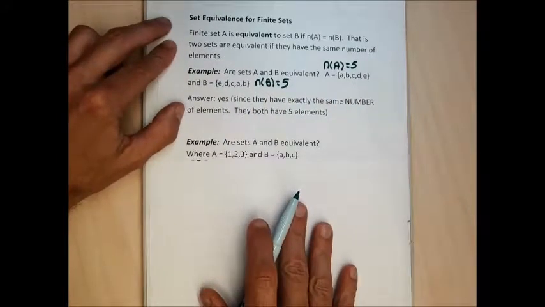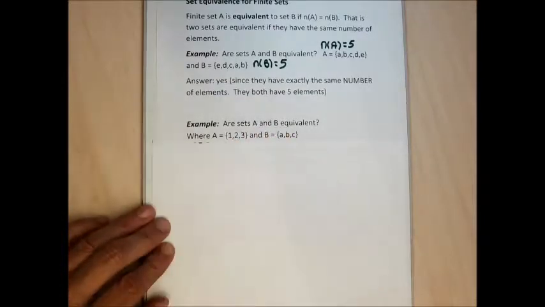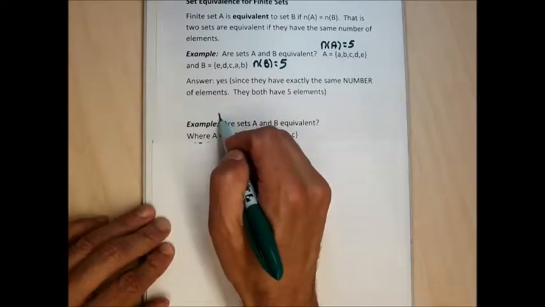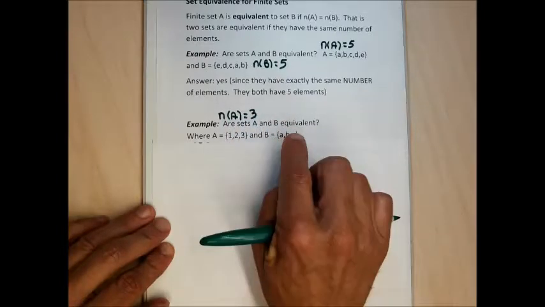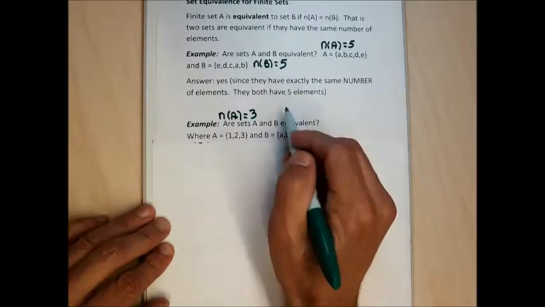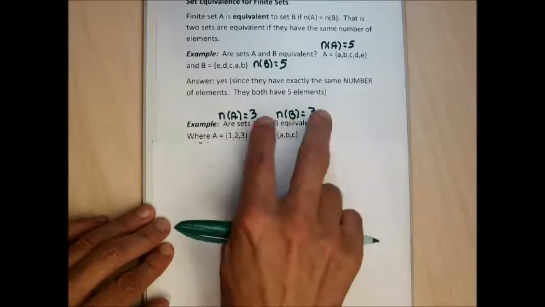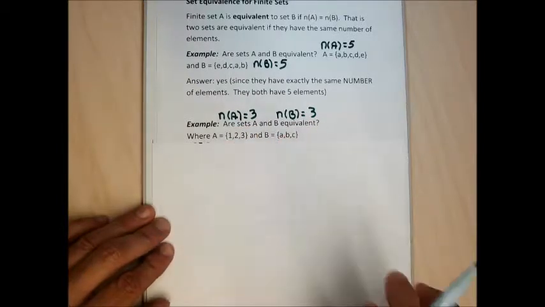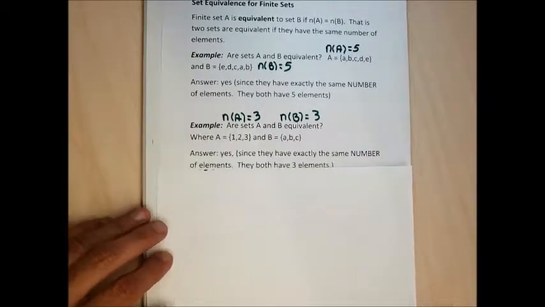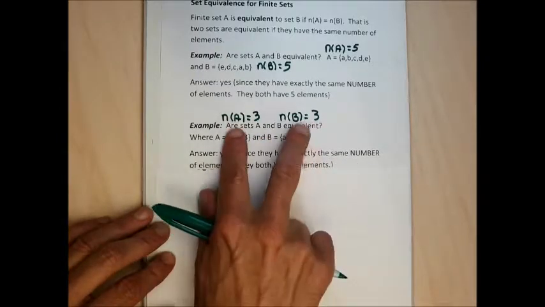How about the same sets that we looked at for the equal question? Are these sets equivalent? Well, A has the numbers 1, 2, and 3, so the number of elements in set A is 3. B has the letters A, B, and C. The number of elements in set B is 3. Because they both have the same number of elements, even though they're not the same elements, these are equivalent sets. So yes, they have exactly the same number of elements. That's all it takes to be equivalent.